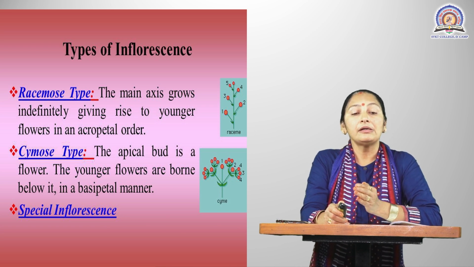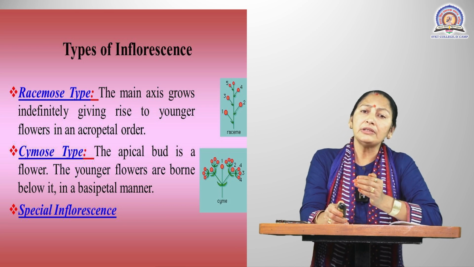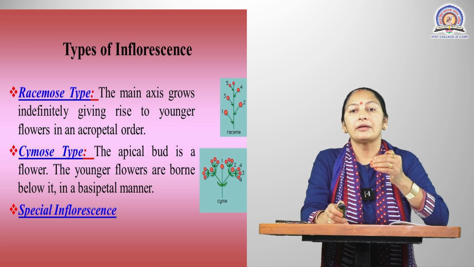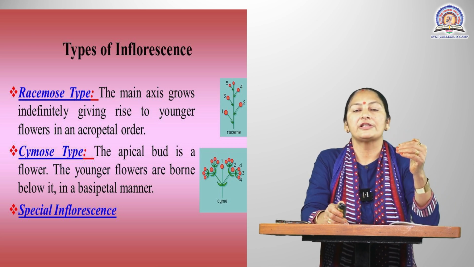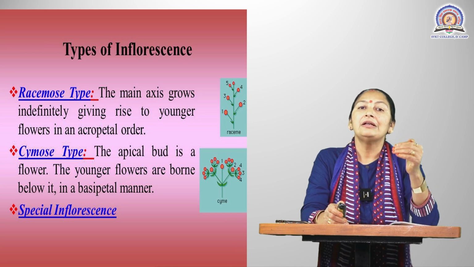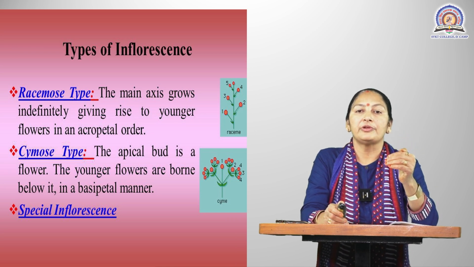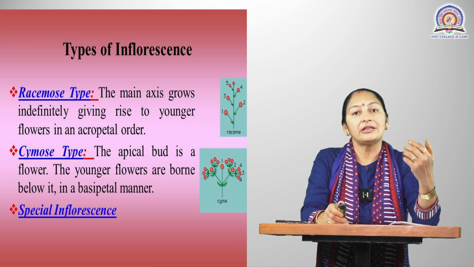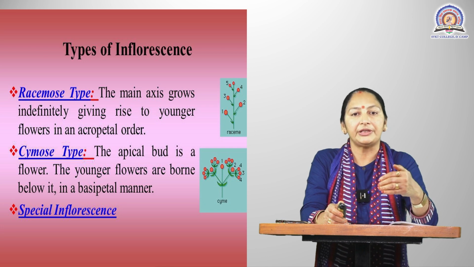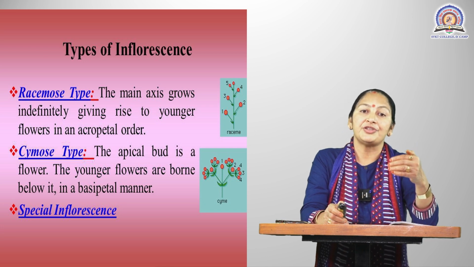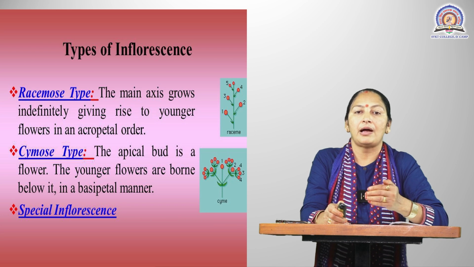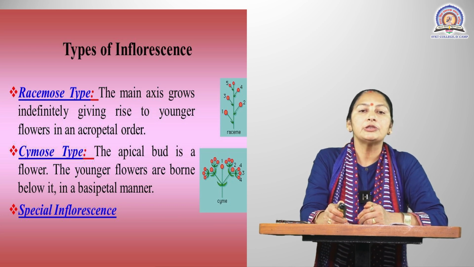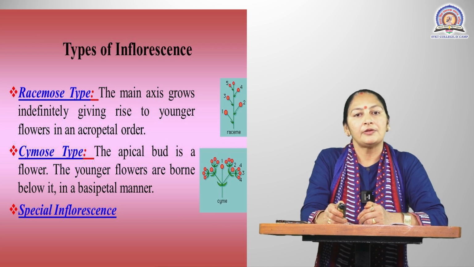Okay, in a cymose type, the floral axis is limited, because the younger flowers are below, inside, and the older flowers are arranged on the apical side. That's why the branch of the floral axis is limited in growth. In a racemose it is unlimited, but in a cymose it is limited because the older flowers are arranged on the apical side, and this type of arrangement of flowers on a floral axis is known as the cymose type of inflorescence.